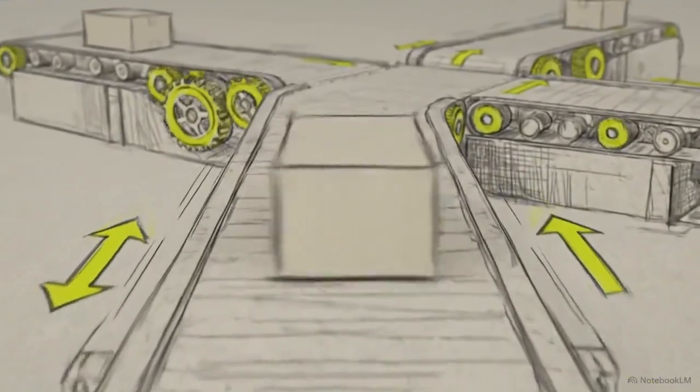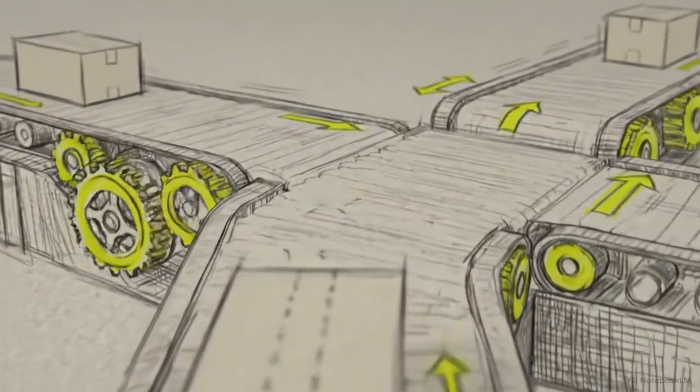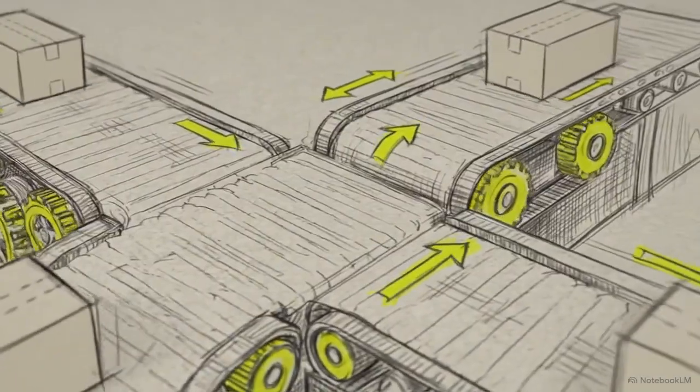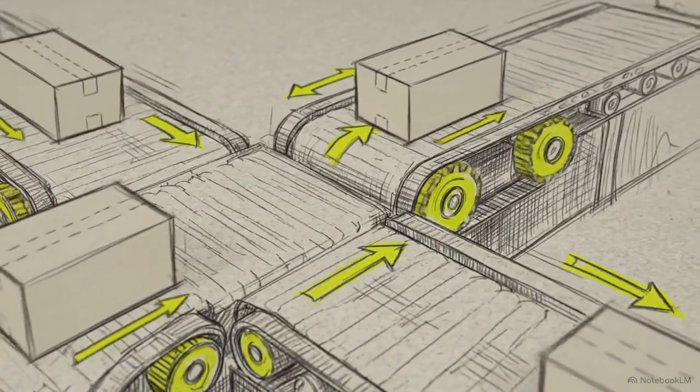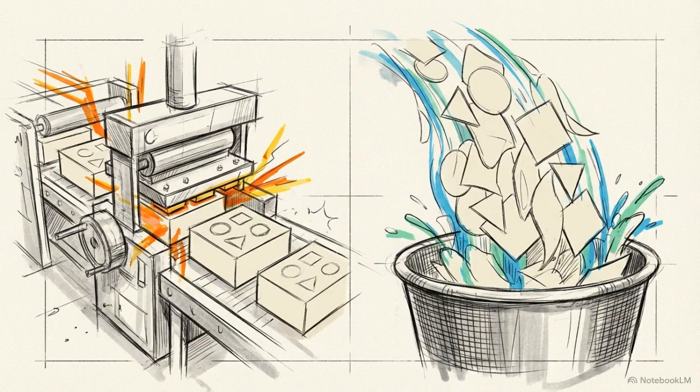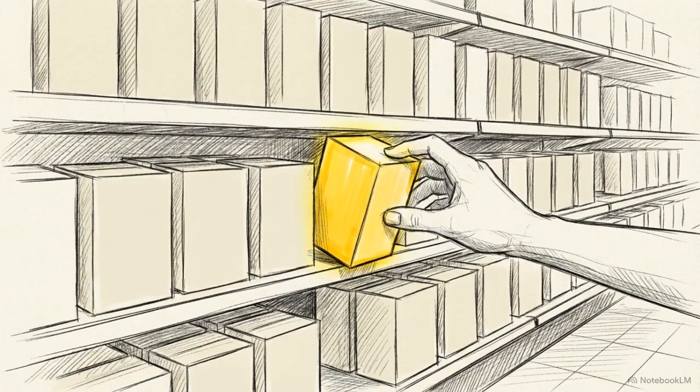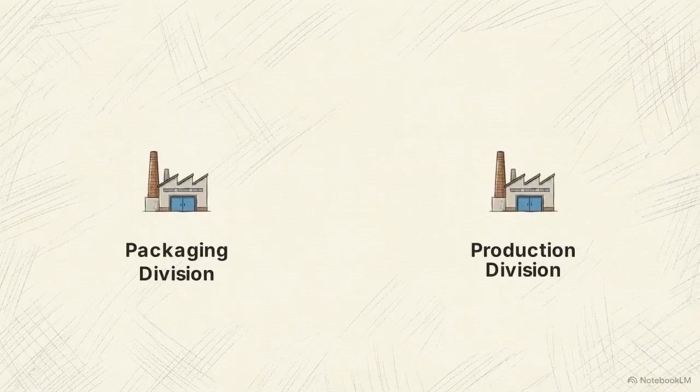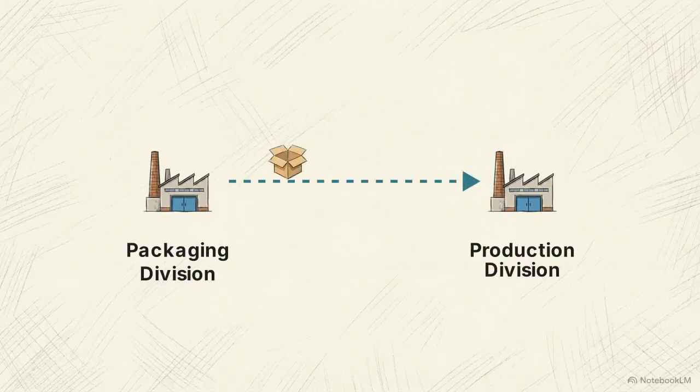Imagine a large-scale manufacturing plant that produces boxes of cornflakes. To operate, the factory is split into two distinct operations: a packaging division that creates the cardboard boxes, and a production division that processes the actual cereal. Before a single box of cornflakes can be shipped to a grocery store, the production division must first acquire empty cartons from the packaging division to complete the final product.